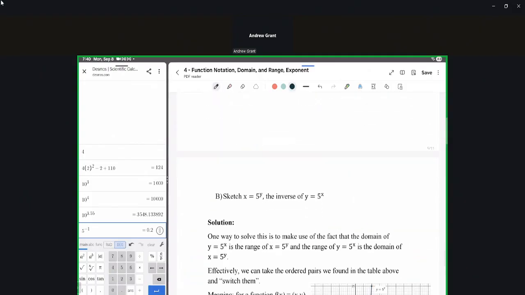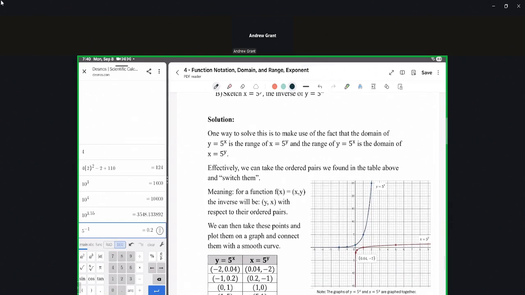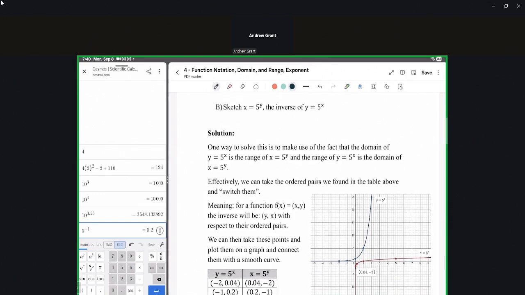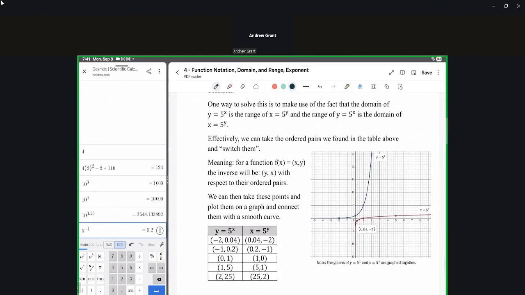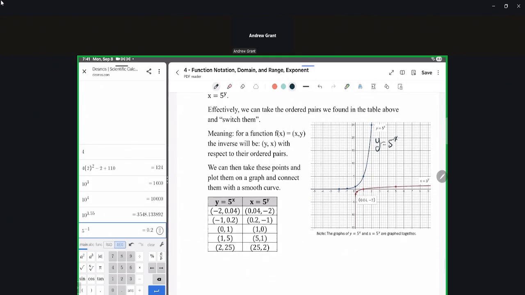If I want to sketch x equals 5 to the power of y, that's the inverse. The easiest way to sketch the inverse is to sketch the original function, y is equal to 5 to the power of x, and then swap those values. Here were the ordered pairs from above: negative 2 comma 0.04, negative 1 comma 0.2, 0 comma 1, 1 comma 5, and 2 comma 25. For the inverse, we just switch the position of the x and y values.